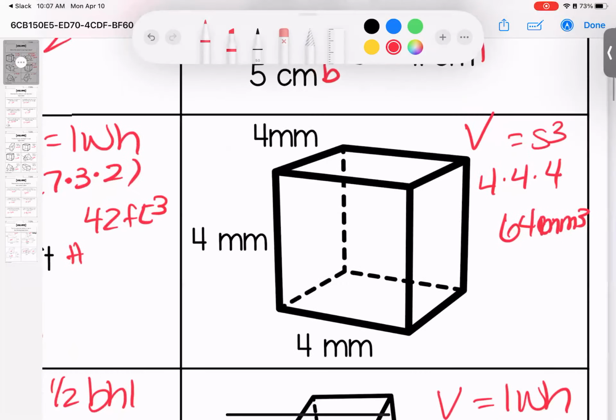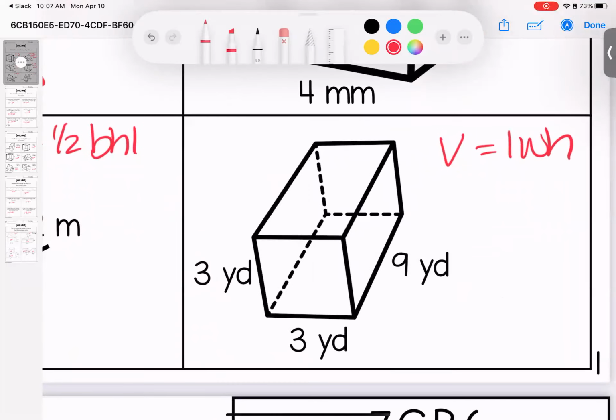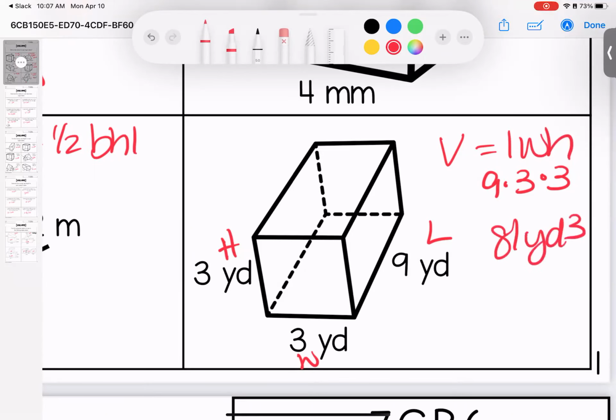Make sure I'm not missing any. Coming down here, another length times width times height. So we have 9 times 3 times 3. 9 times 3 is 27. 27 times 3 is 81 yards cubed.